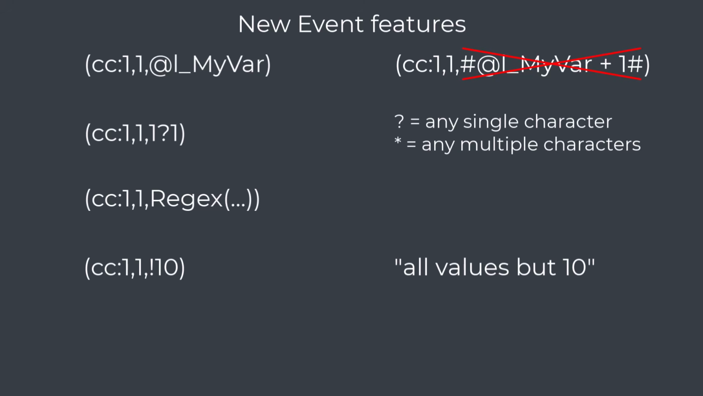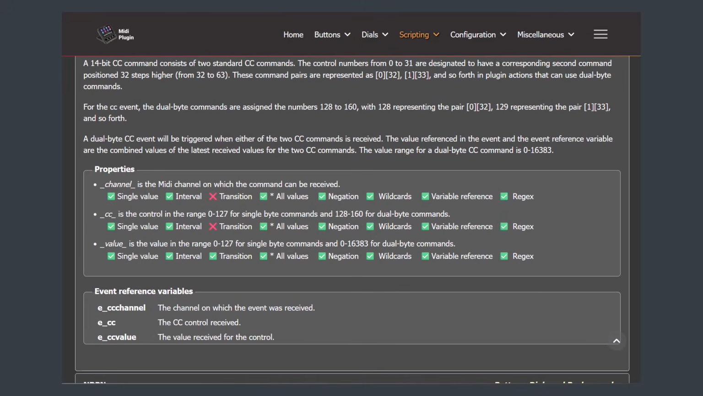There are now many ways to define event properties, and to improve the clarity of the documentation, I have added checkbox lists like this for each property, showing the available options for that specific property. I have also changed the documentation a bit, so the event reference variables are now documented together with each event instead of being documented on a separate page.